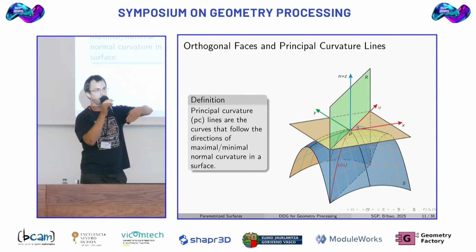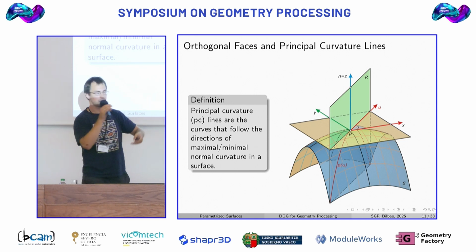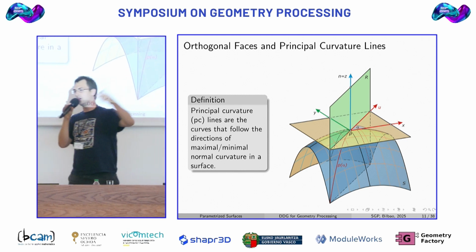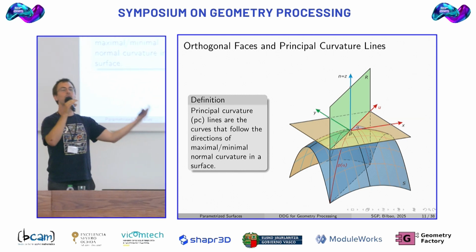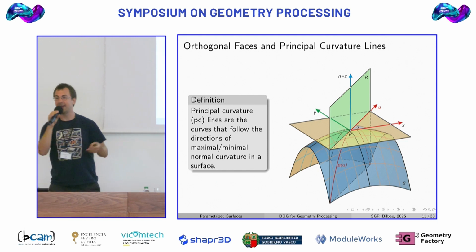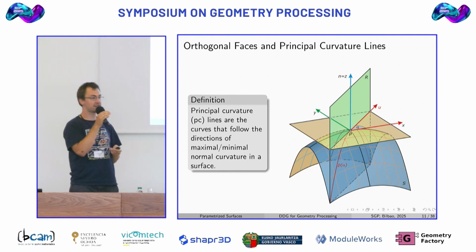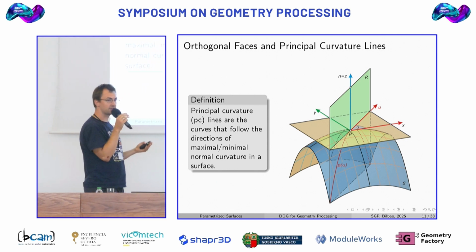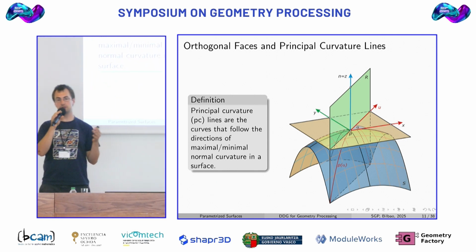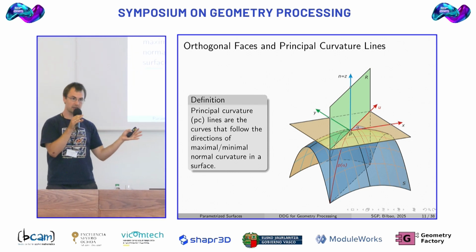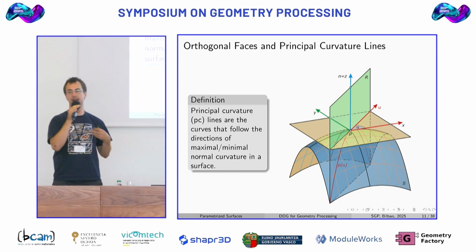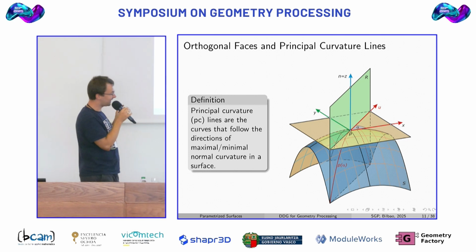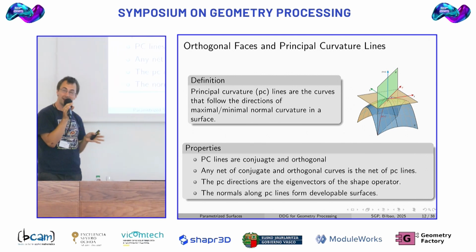And we can now rotate our plane around this normal vector by varying alpha, and we get many different curves. Every curve has a different osculating circle. And there will be one circle that is the biggest circle and one that is the smallest circle, which gives us the maximum curvature and minimum curvature of the surface. The directions that correspond to this maximal and minimal curvature are the principal directions. Integrating them gives us the principal curvature lines. And they have many really cool properties.